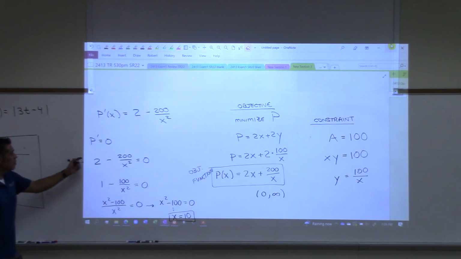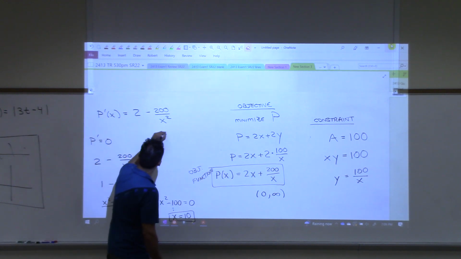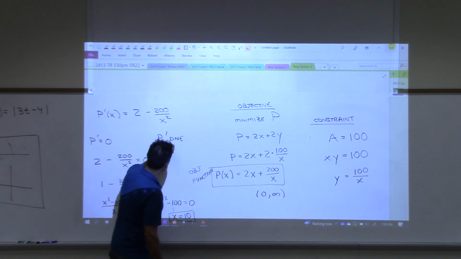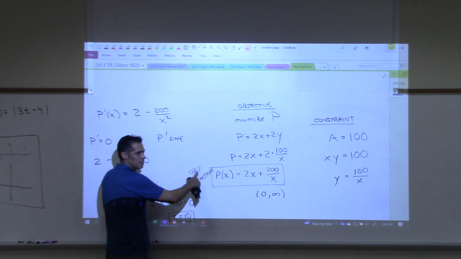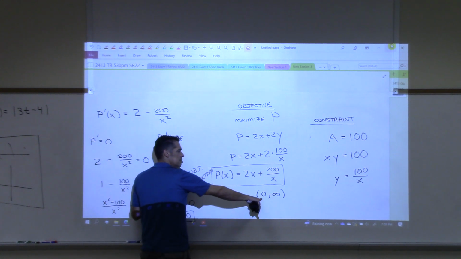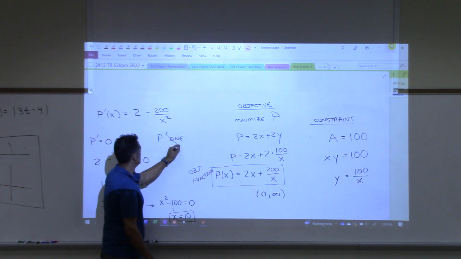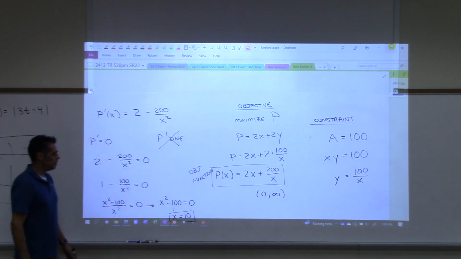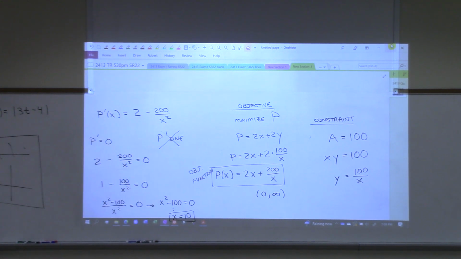Now, is there anywhere where the derivative doesn't exist? At 0, right? But 0 is not in the domain. So nothing from there. So we only have one critical number.